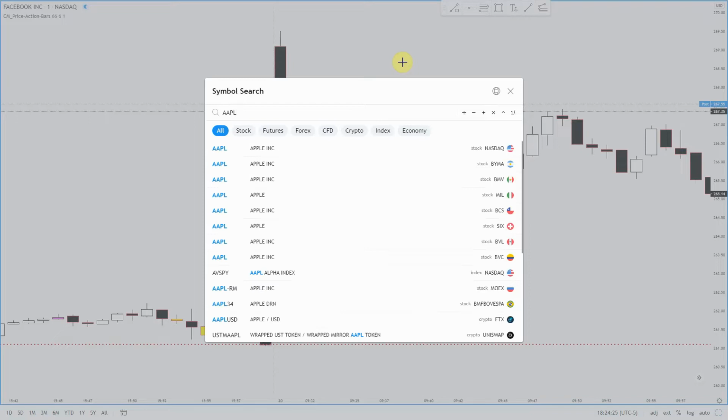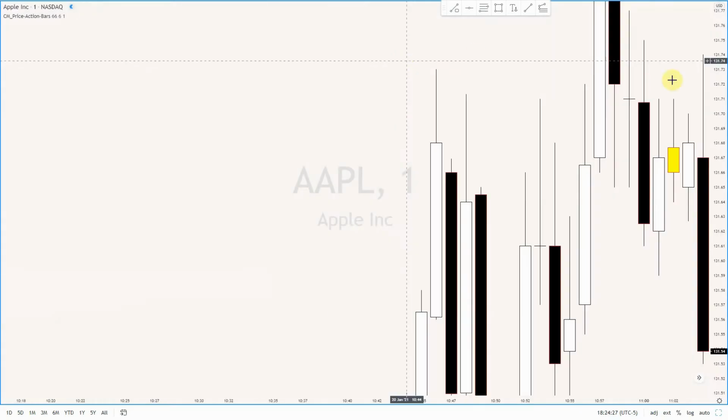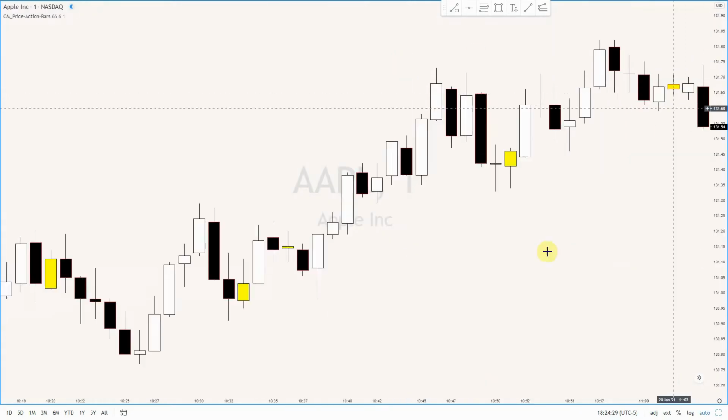Apple was choppy pre-market. Okay, let's look at it. No, during pre-market, but when it opened, let's just see.